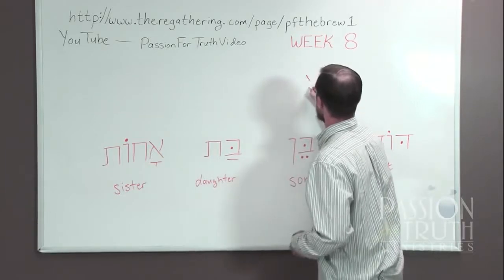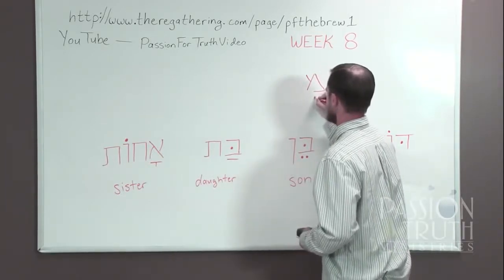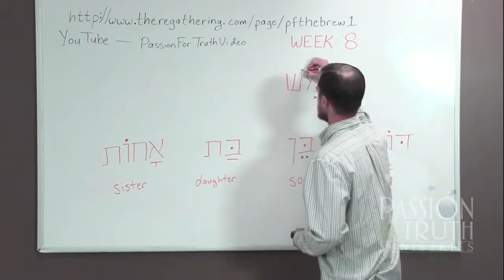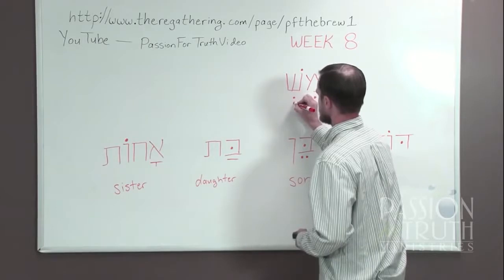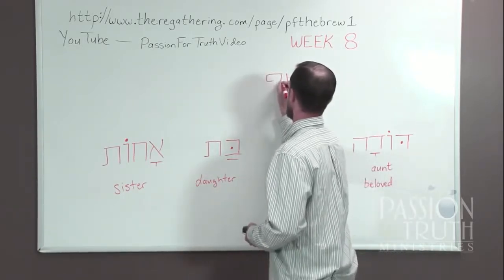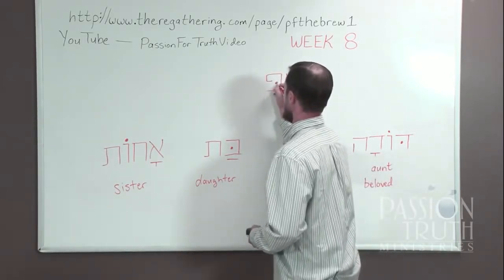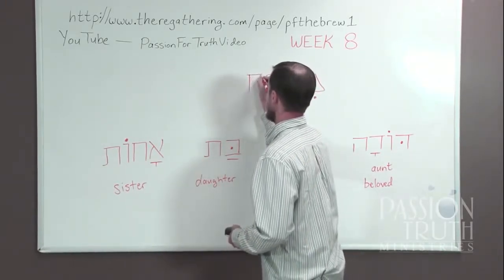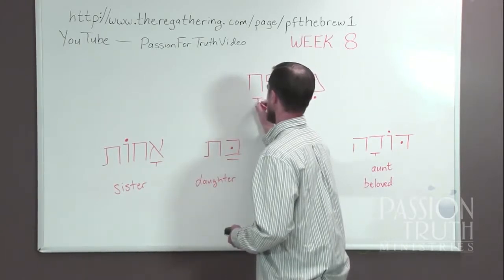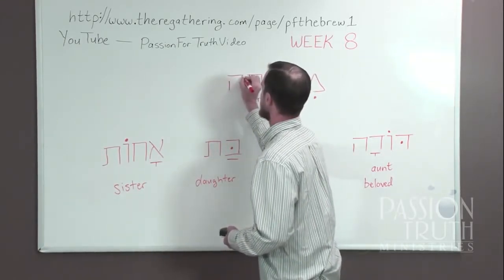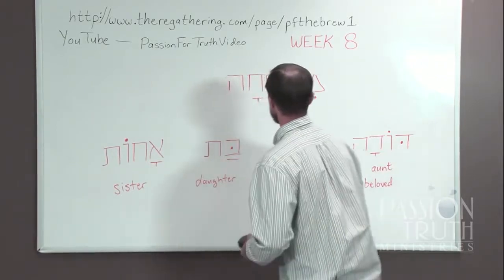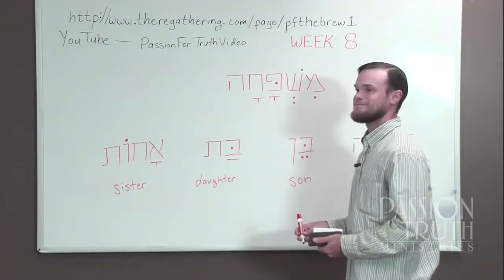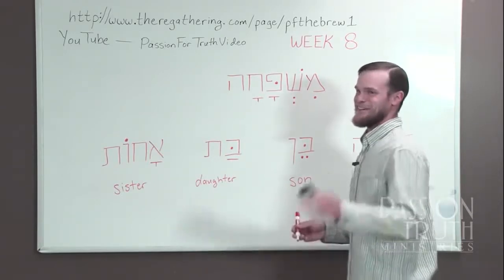Okay. So, mem, followed by a chirik, shin, with a shva, pei with a dagesh, and a comets, chet, the comets, and hey at the end.